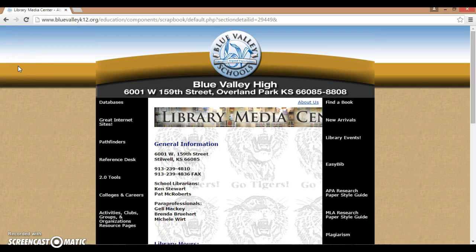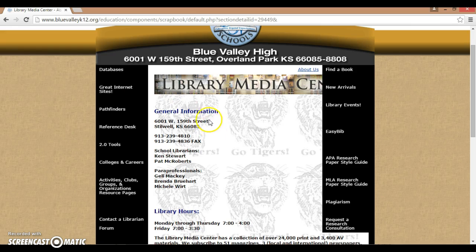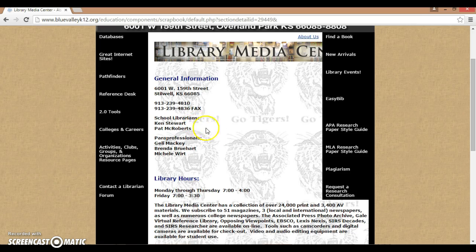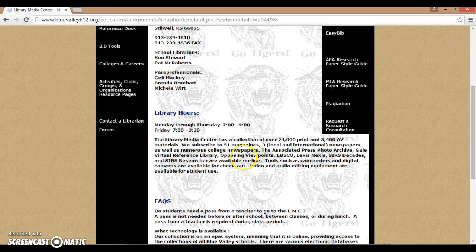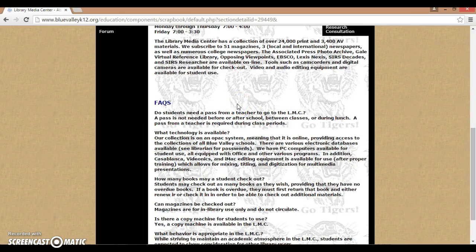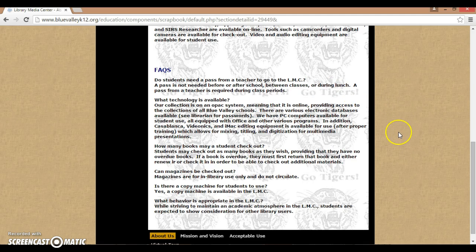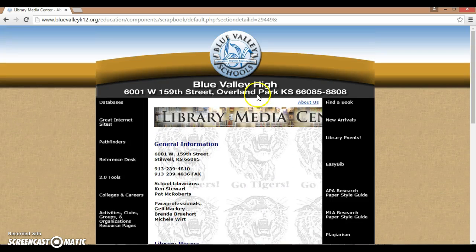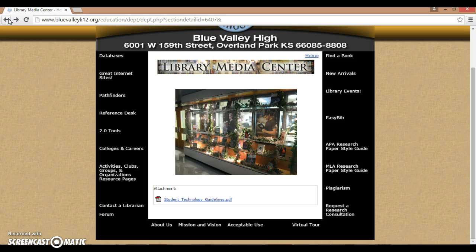It is very important for librarians to stay in contact with parents so that they are informed of library practices and information. The About Us webpage provides the physical building location, the phone number and fax number, the staffing, library hours, collection information, as well as frequently asked questions. This could be very beneficial for parents so that they could know a little bit more about the library.